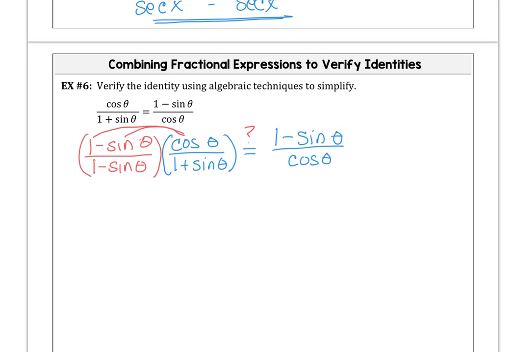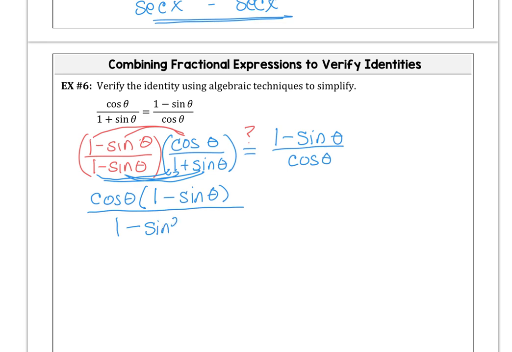So distributing, let's just leave that alone. Let's have cosine theta times the 1 minus sine theta, and then we'll distribute 1 to both those terms, and sine theta to both of those terms, and we'll end up with 1 minus sine squared theta. Is that equivalent to the right side of the expression? Well, here's the idea.